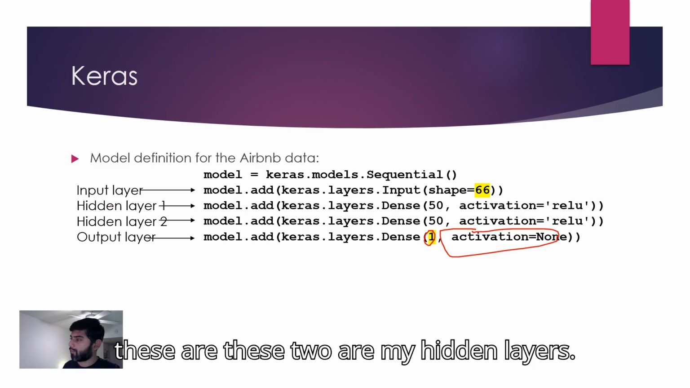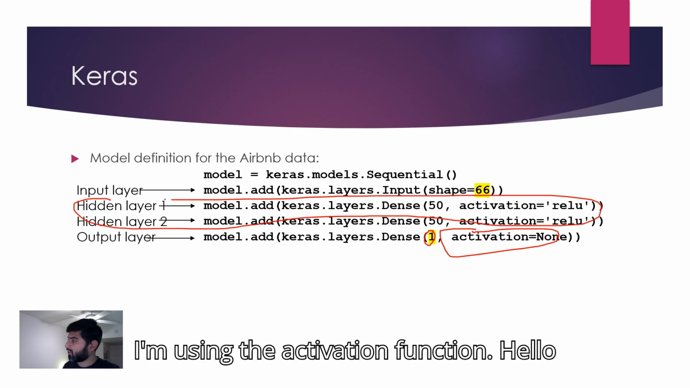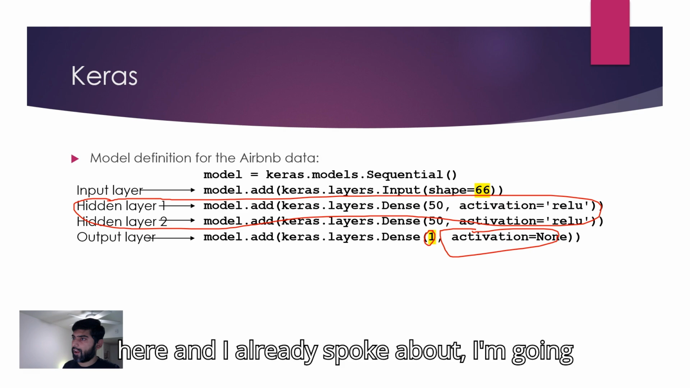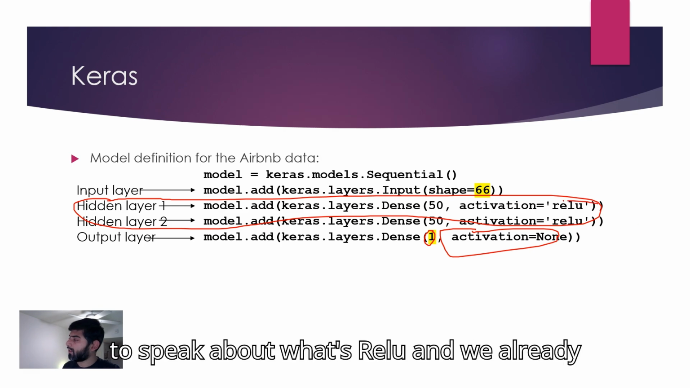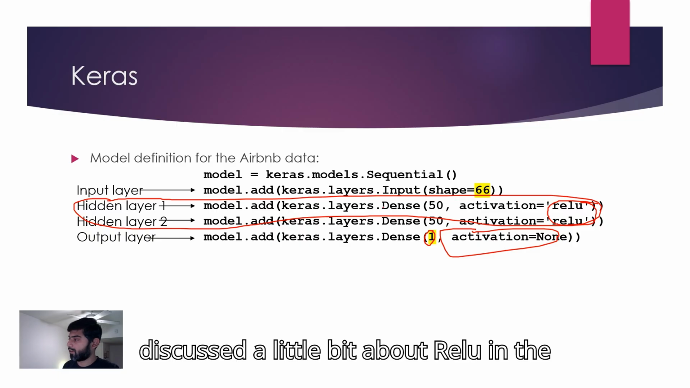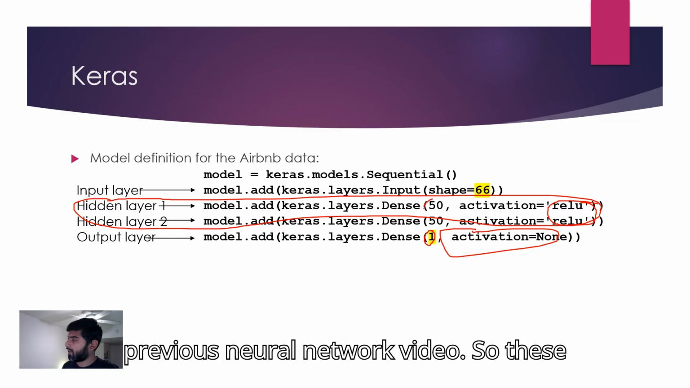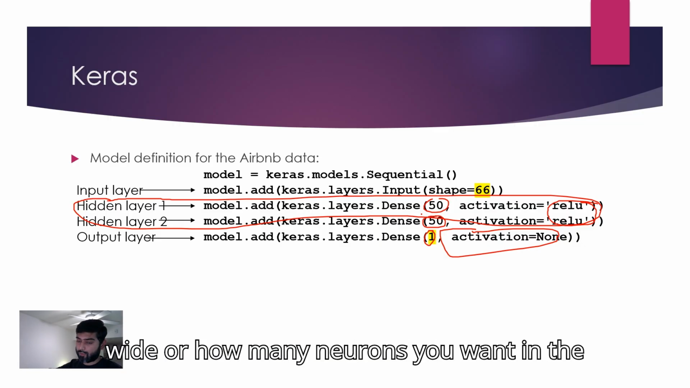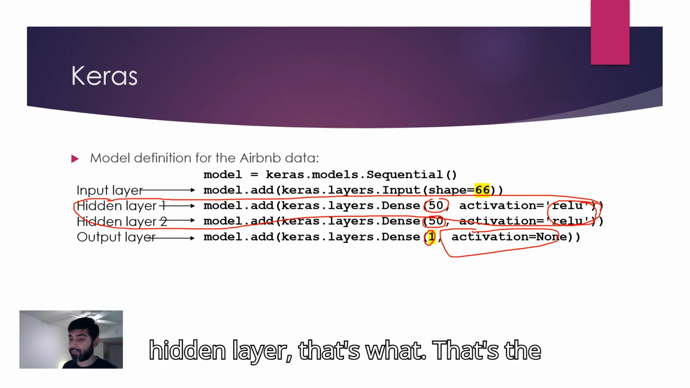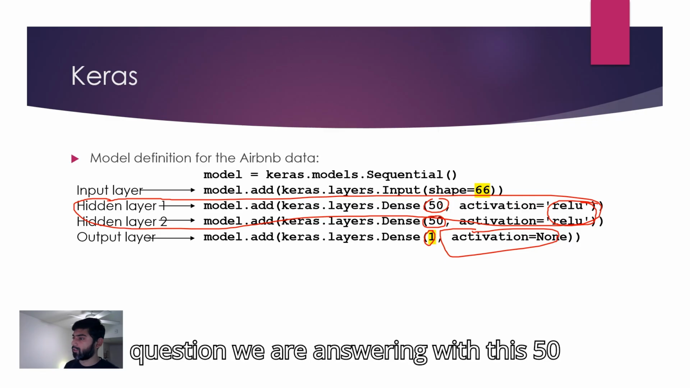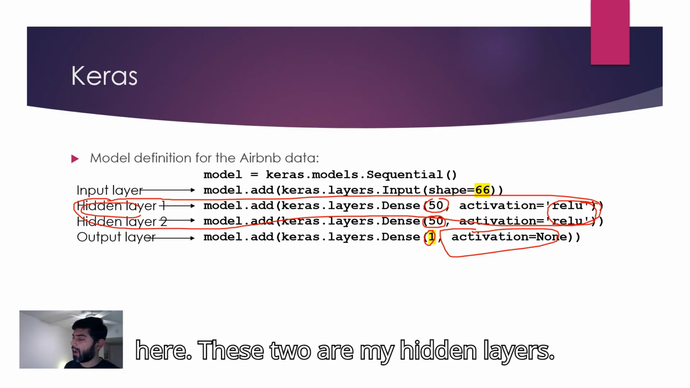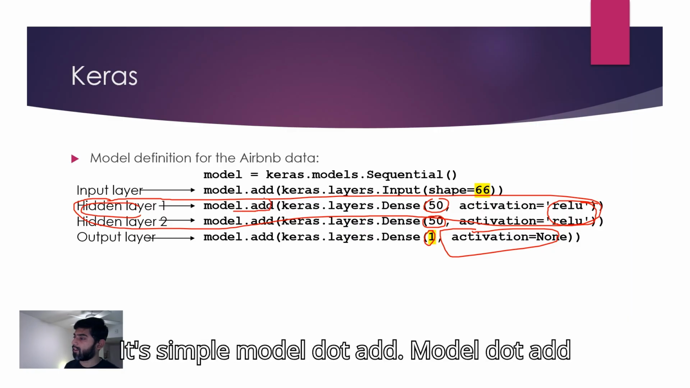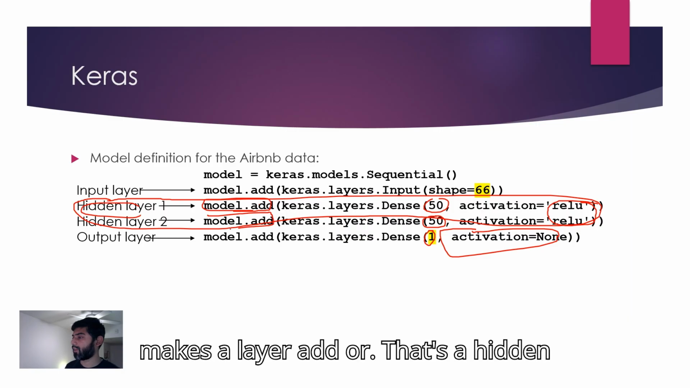So these two are my hidden layers. I'm using the activation function ReLU here, and I'm going to speak about what ReLU is, and we already discussed a little bit about ReLU in the previous neural network video. So this 50 and 50 is the number of neurons, how wide or how many neurons you want in the hidden layer. That's the question we are answering with this 50 here. These two are my hidden layers. It's simple. Model.add makes a layer add, or that's a hidden layer now.